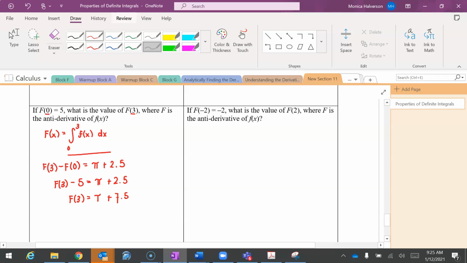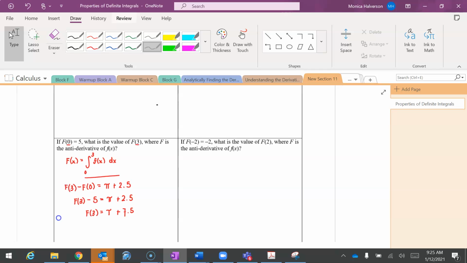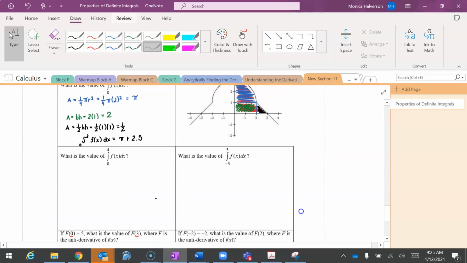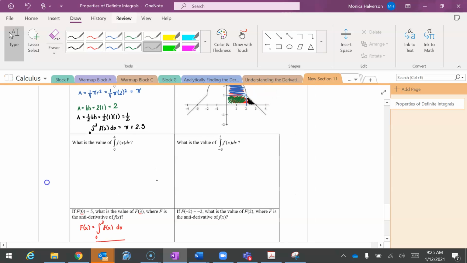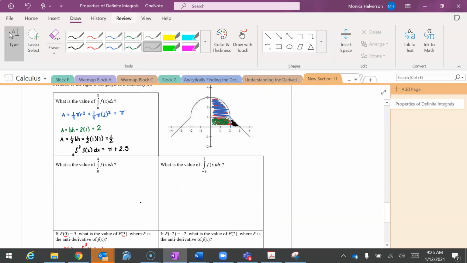So now what I would like you to do is do the next one on your own, thinking about what you need to know. F of -2 equals -2. What's the value of F of 2 when F is the antiderivative of f of x? And I'm going to decrease this image in size so you can see the graph, because the graph is needed to answer this question. Once you are done with this question, you can move on to the worksheet.